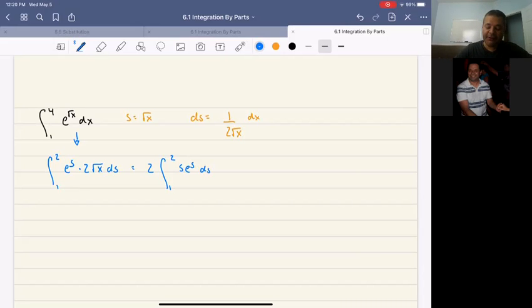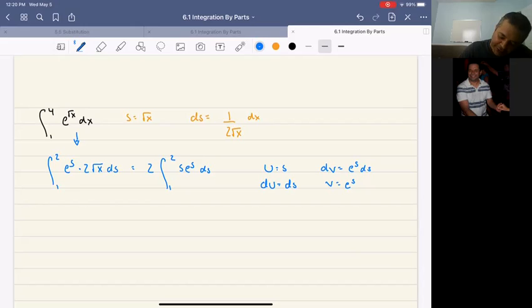Now, this is a polynomial times a transcendental. So remember, when you have a polynomial times a transcendental, your u is going to be the polynomial. So u equals s. That's why I didn't want to use u for the substitution, because then I'd be doing u equals u, and we'd have an identity crisis, right? dv is e to the s ds. du is ds, and v is e to the s.